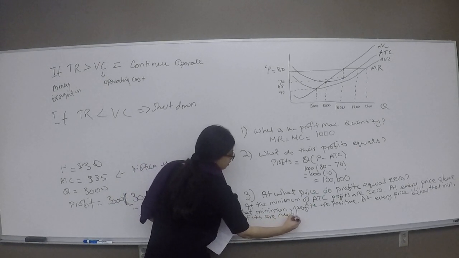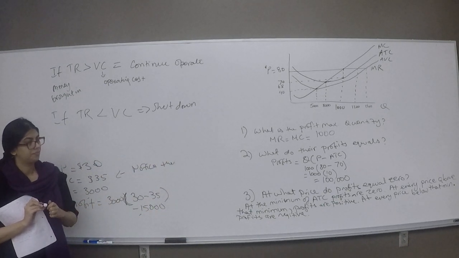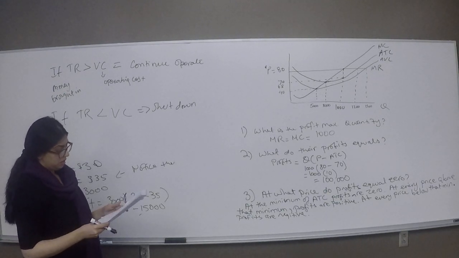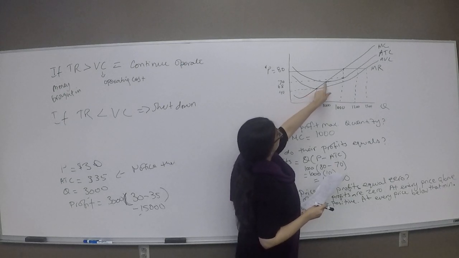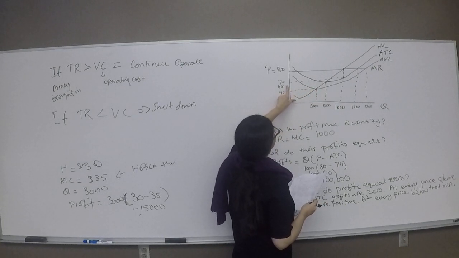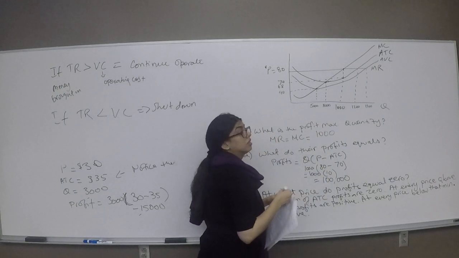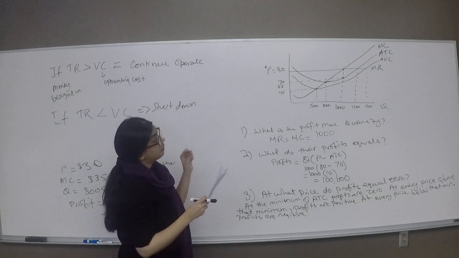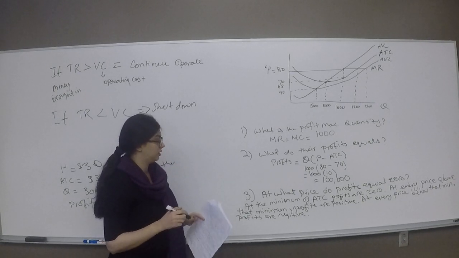Can you all see and read this? So the minimum of average total cost is this point. This is where profits are 0, which is at price 68, at quantity 8,000. At the minimum of average total cost is where average total cost intersects with marginal cost.